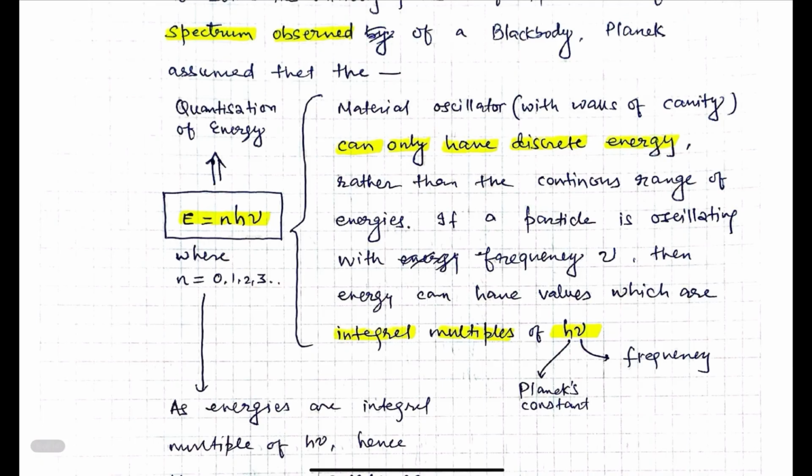So it is discrete rather than a continuous range of energies, and if a particle is oscillating with frequency nu, then the energy can have values which are integral multiples of h nu. Okay, h is Planck's constant, nu is the frequency, and the multiple is integral. Integral means 0, 1, 2, 3 and 4. So this is the generic form of energy, that is, energy is equal to n h nu. And this is what we refer to as quantization of energy.